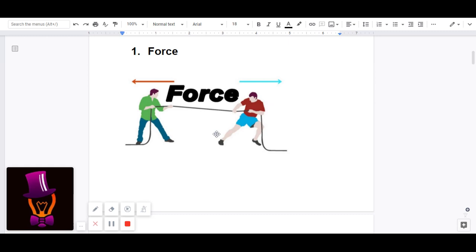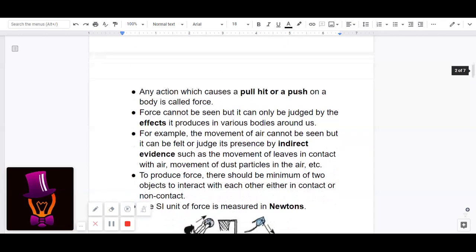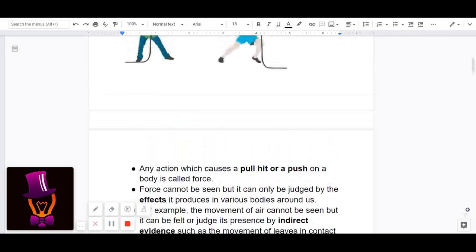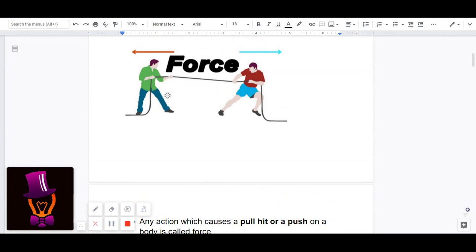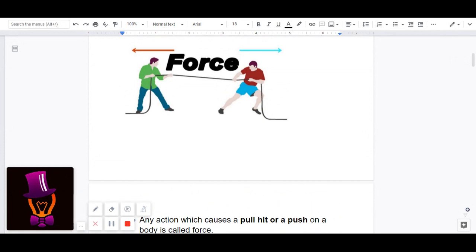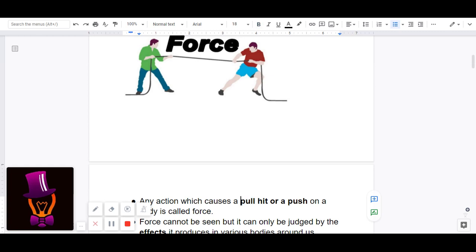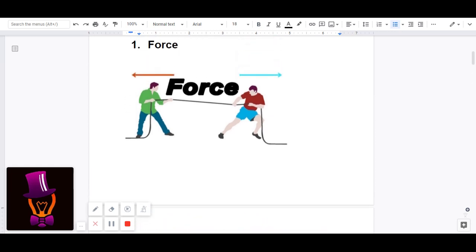Force. Here's an image of force. Let us understand after knowing the definition of force. Any action which causes a pull, hit or a push on a body is called force. So in this picture, these two people are pulling the rope towards themselves. As it is a pull, they are exerting a force on the rope.